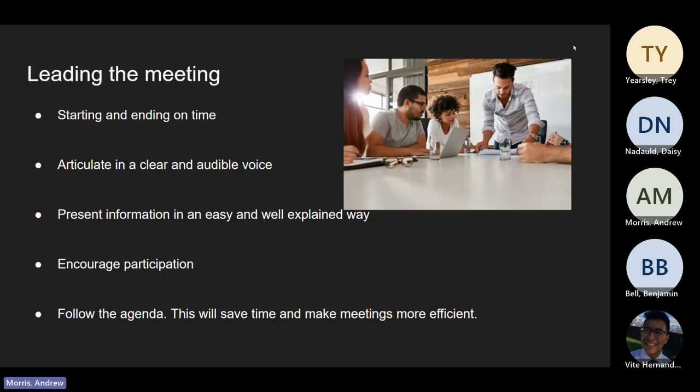You also need to be able to present your information in an easy and well-explained way so people can understand you and engage with the information provided. As a leader, you should be able to encourage participation, allowing others to ask questions and for you to answer their questions. And in order to avoid also going over or starting late, you should try to use an agenda. This will help save time and make the meetings more efficient.